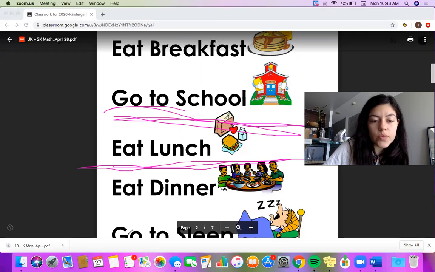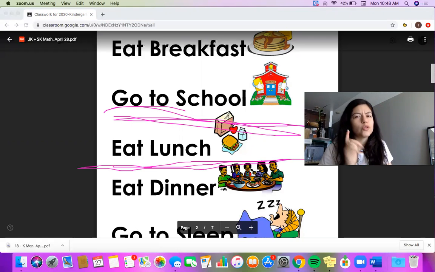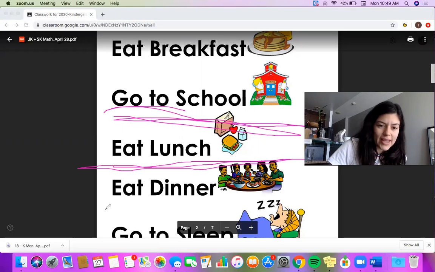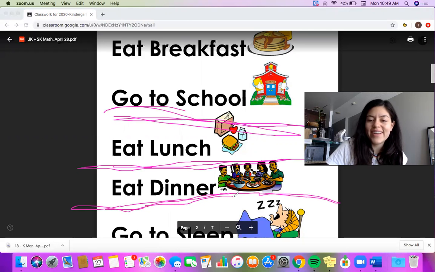And finally, the last one down here is go to sleep. Do you go to sleep when the sun is still going down, or do you go to sleep when the sun is gone and the moon is up? That's right. You go to sleep at nighttime. So again, I'll draw another line here. Sorry, my lines are really not straight. I'm finding it very difficult right now. There we go.